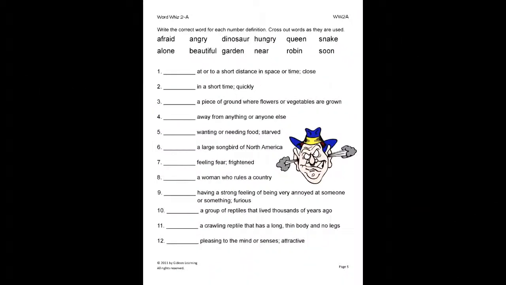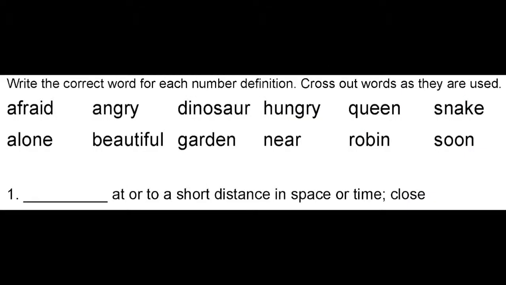On this activity, the student will write the correct word for each number definition. Cross out words as they are used. Let's look at number 1. First, read the given definition. At or to a short distance in space or time. Close. From reading our definitions page in the front, we know near matches this definition. So we cross out near and neatly write it on the line.